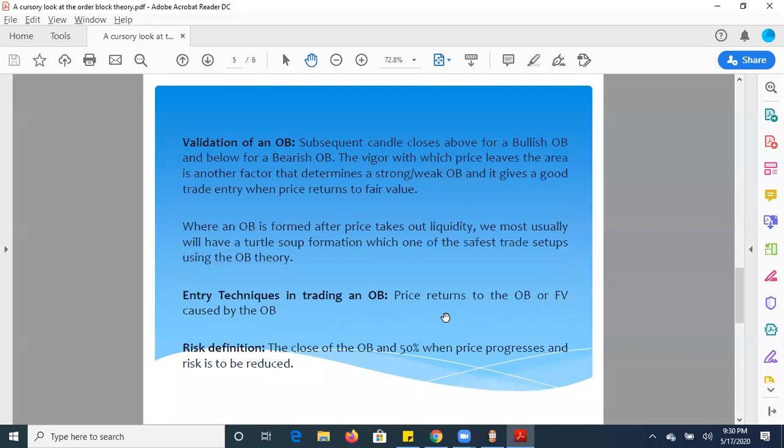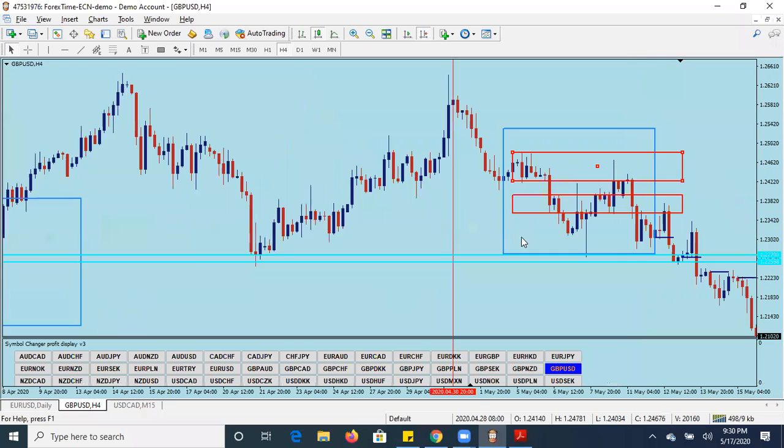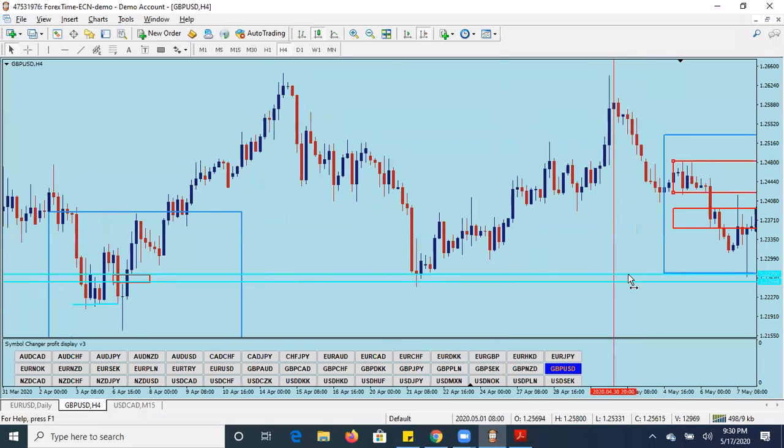So, right, the entry techniques in trading an OB is that price returns to the order block, which is one, or price returns to a fair value gap caused by the order block, right? Especially where you have a turtle soup type of formation. And that is the entry technique for trading an order block. So when you have an order block formed, let's take this as an example. Say we've marked up this point here as our order block.